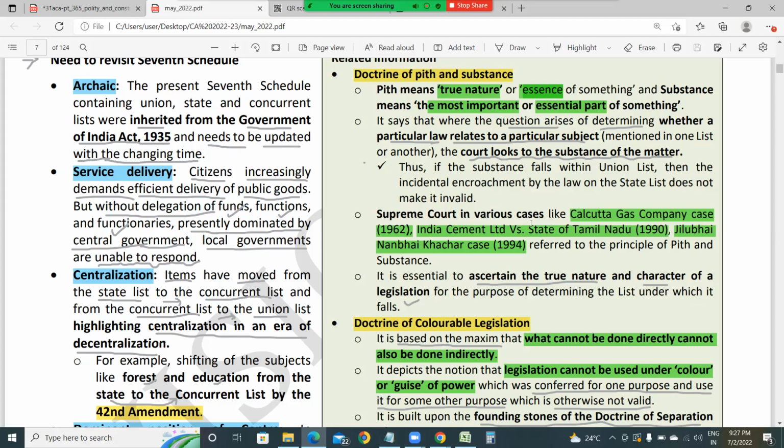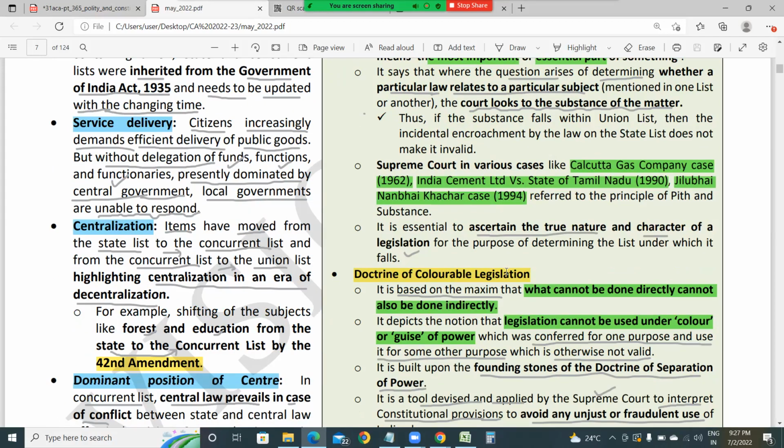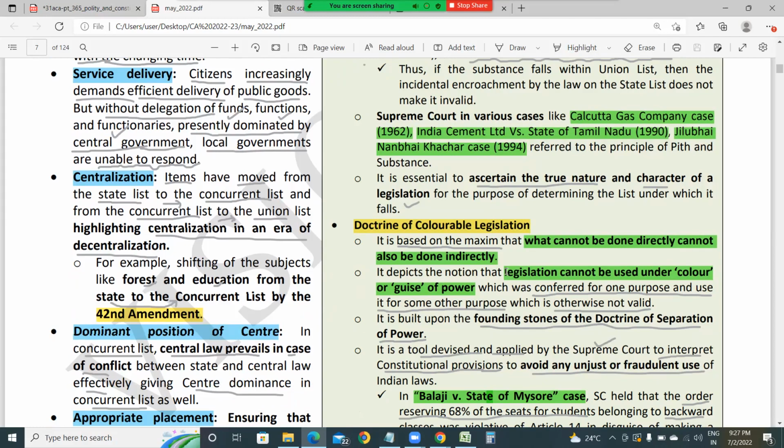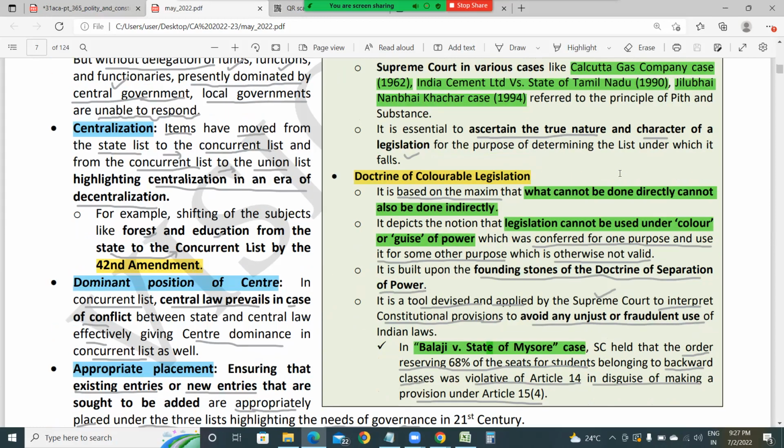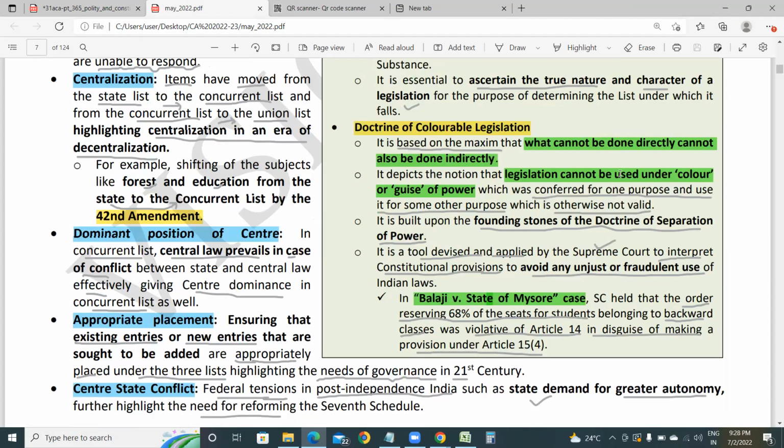The Supreme Court, in various cases like the Calcutta Gas Company case 1962, India Cement Limited versus State of Tamil Nadu 1990, and Jilubhai Nanbhai Khachar case 1994, referred to the principle of pith and substance. It is essential to ascertain the true nature and character of a legislation for the purpose of determining the list under which it falls. The doctrine of colorable legislation.